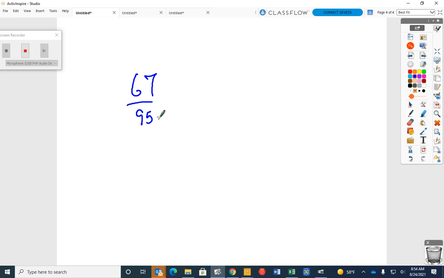What about 67? That's not divisible by 2. Is it divisible by 5? How can I tell if it's divisible by 3? Does anybody know the trick to know if it's divisible by 3? What's 6 plus 7? 13. Is 13 divisible by 3? No. Not divisible by 3. 67 is what we call a number that's only divisible by 1 and itself. Does anybody know what that's called? Rhymes with slime. Prime number, okay? So this is already reduced. Sometimes you come across one that's already reduced. Make sense?